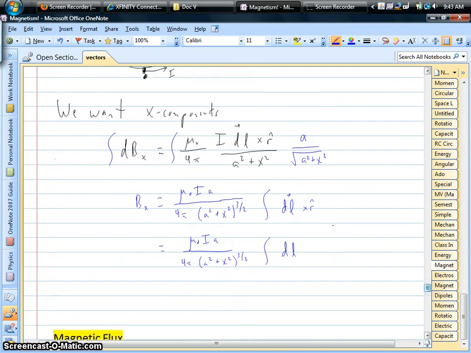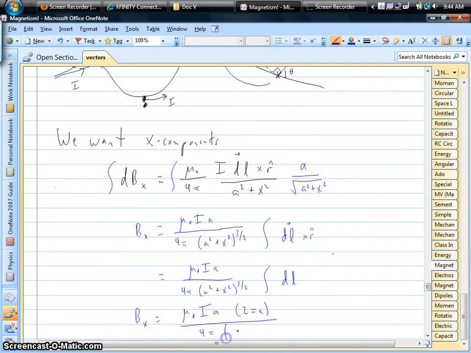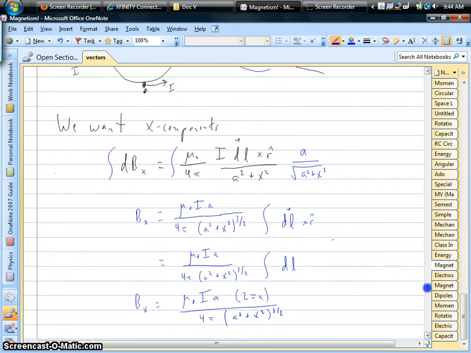So our final answer, at least on this axis, is mu naught times current times A. This integral gives us a factor of circumference, 2 pi A, all over 4 pi, oops, that's square root, sorry, times A squared plus x squared to the 3/2 power. And that turns out to be our answer.